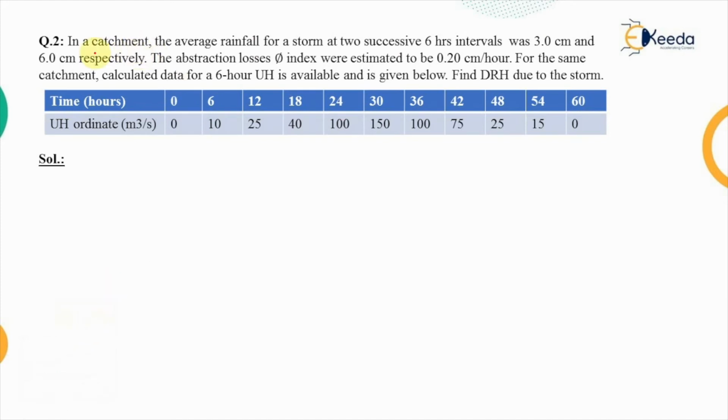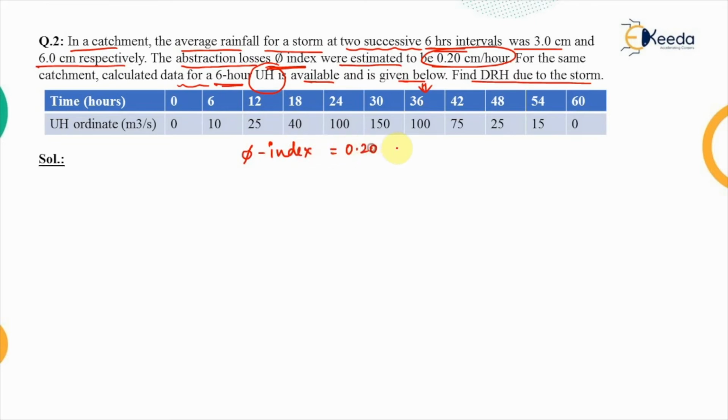So the problem says that in a catchment, the average rainfall for a storm at two successive 6 hour intervals was 3 centimeter and 6 centimeter respectively. The abstraction losses, that means the phi index, was estimated to be 0.2 centimeter per hour. For the same catchment, the calculated data for the 6-hour unit hydrograph is available and is given below. We have to find the direct runoff hydrograph due to the storm. Now we know the data corresponding to the phi index, that is 0.2 centimeter per hour.